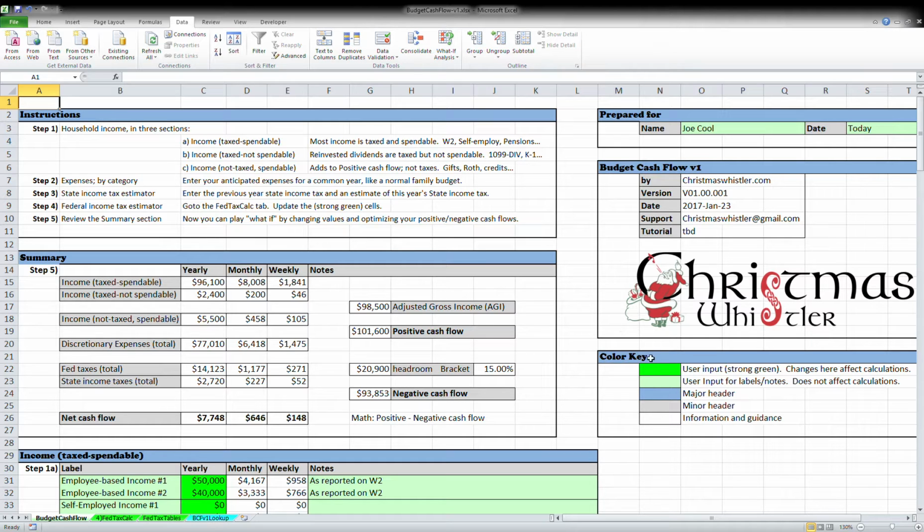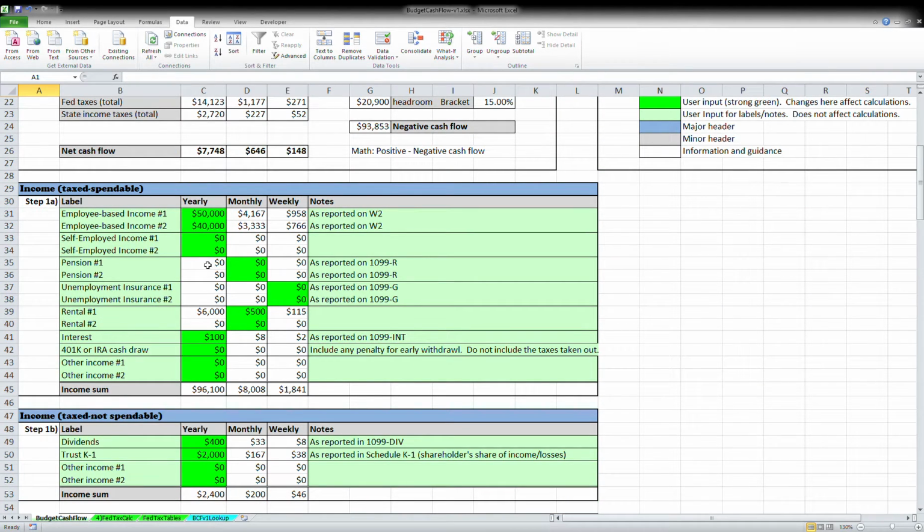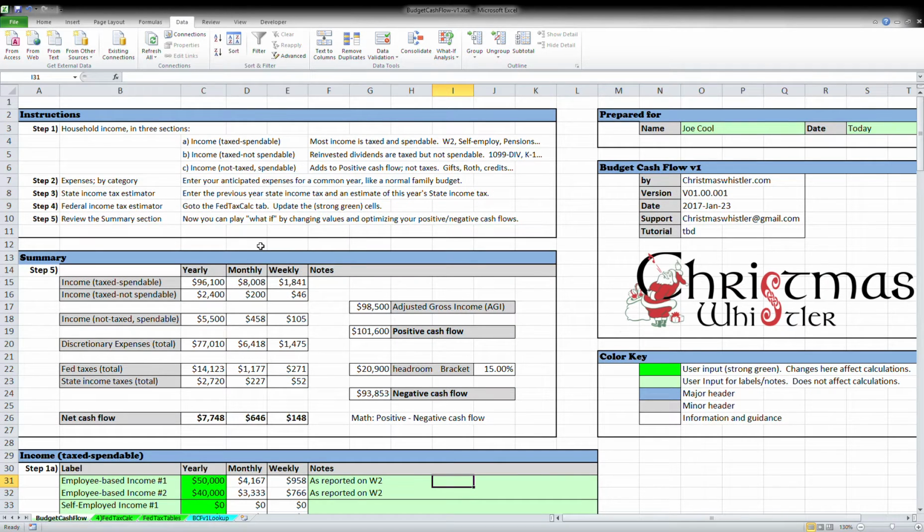At a very high level, we have the color key down here in the lower right. The dark green, the strong green, marks places where user input is requested, and you can see them highlighted here. Changes to those dark green cells will actually change the effect of the calculations that are going on. Light green is still for user input, but it's for documentary purposes only. It does not affect the calculations. It's just for your own notes to yourself. So that's how the spreadsheet works.